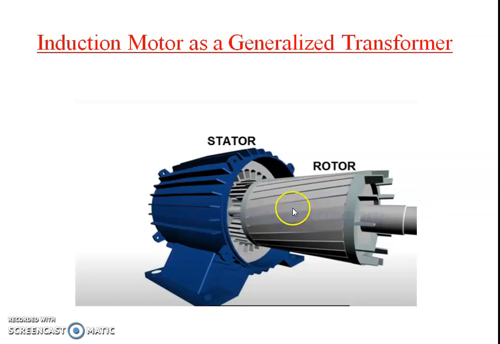Because in the squirrel cage rotor we are short circuiting the secondary side of the induction motor with these end rings or end bars. This is the end bar, this is the end ring. So this is nothing but a rotor conductor, and we call them the rotor bars.